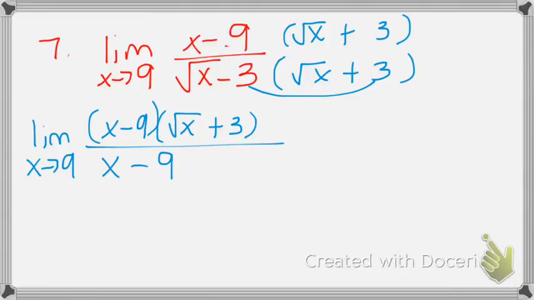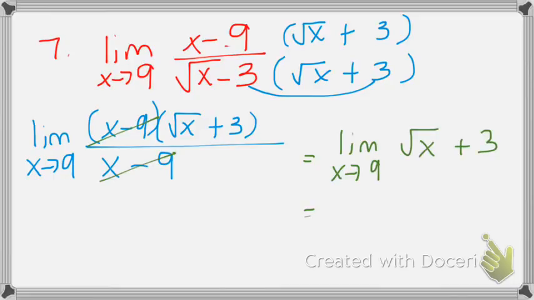What should cancel is something should cancel when you use the conjugate, as long as you've done it correctly. And then you end up with the limit as x approaches 9 of square root of x plus 3. Plug in your 9. Square root of 9 is 3. 3 plus 3 is 6.